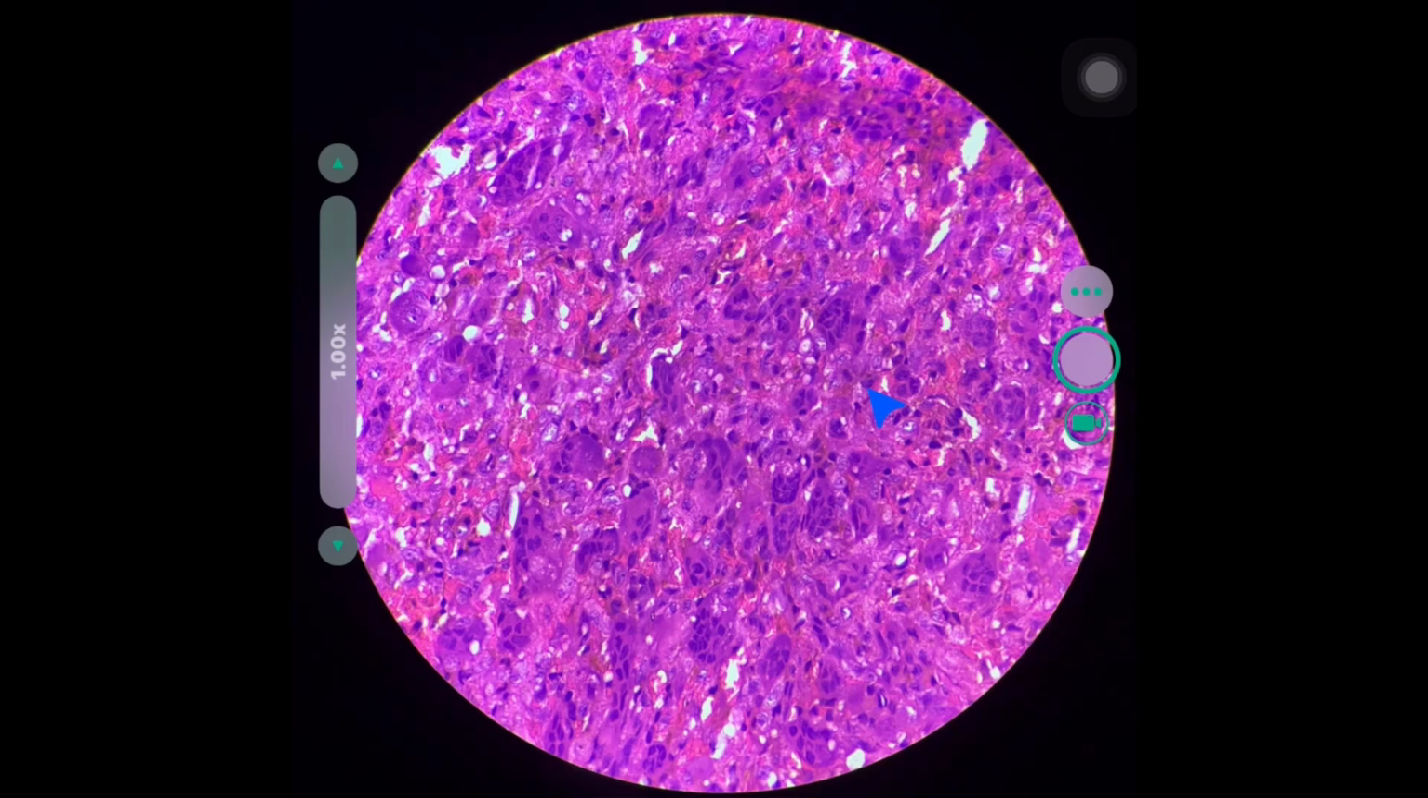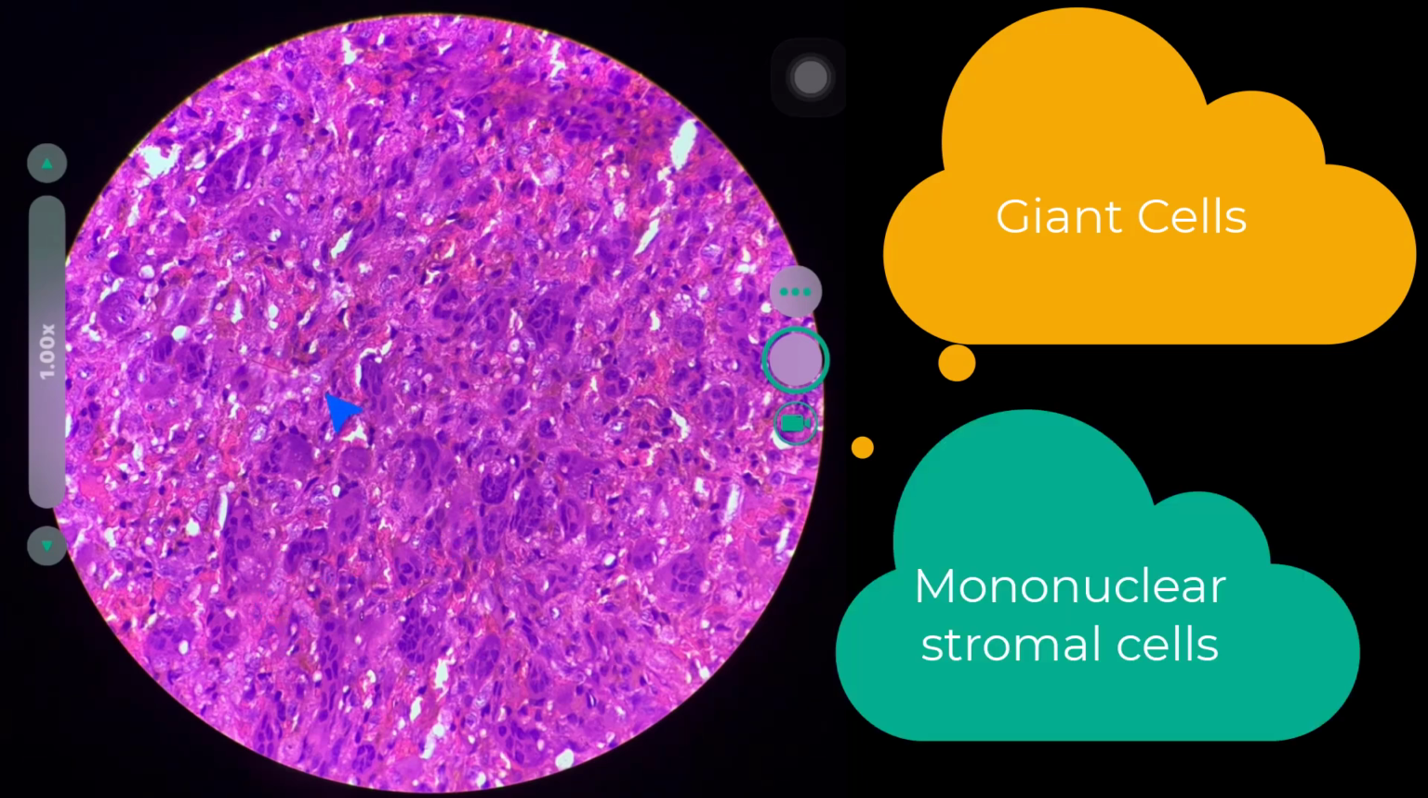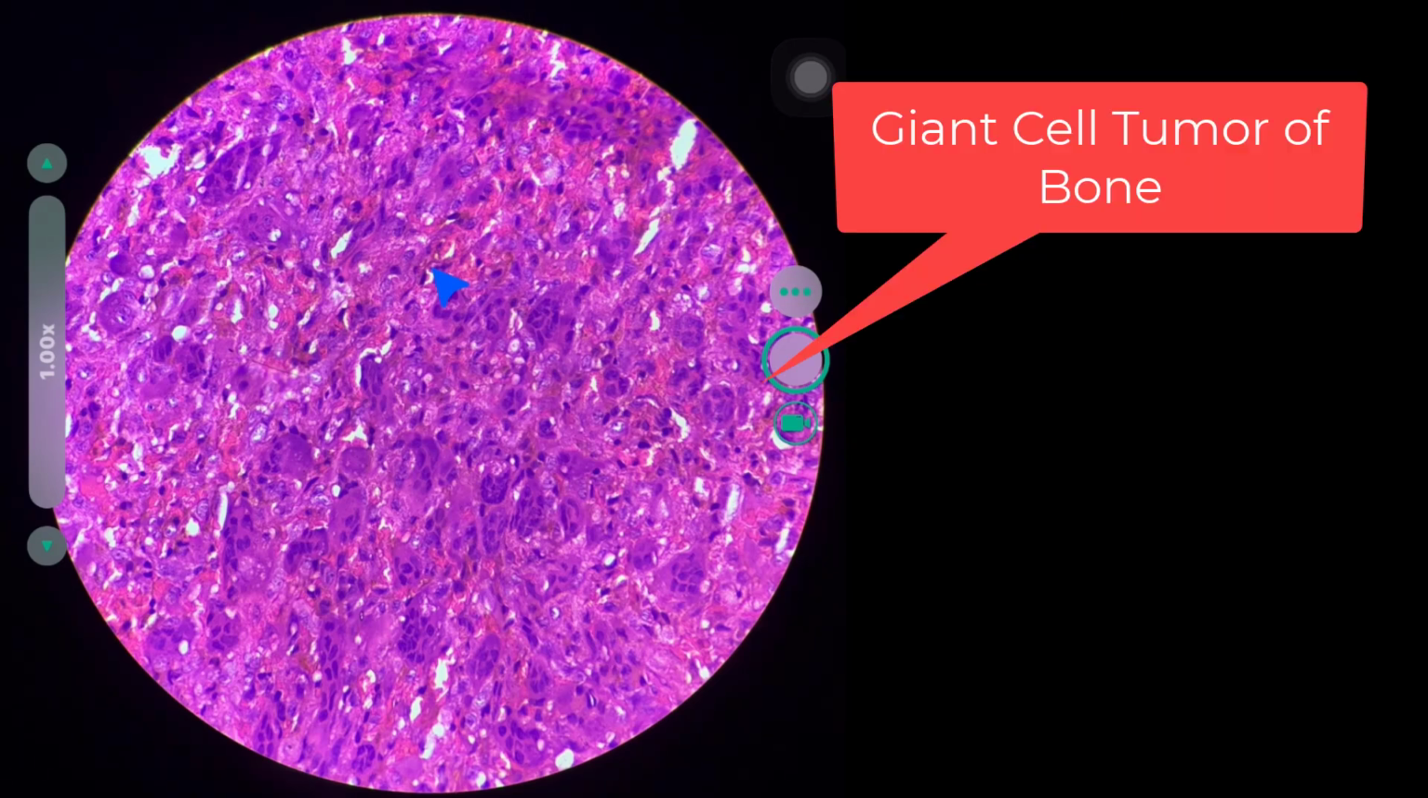Today we are going to explore a classic and high-yield bone tumor under the microscope. Here in this high-power field, you can see numerous giant cells. In between there are some round cells and some stromal cells. So what is the diagnosis? Seeing these numerous giant cells with identical nuclei, think beyond just giant cells. This could be giant cell tumor of bone.